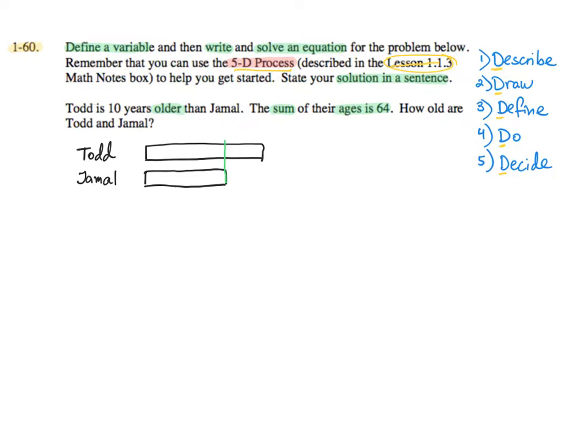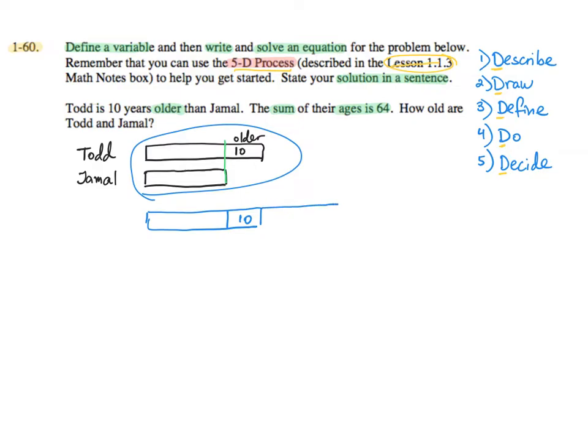So I know this will be the older, so that will be exactly 10 older. So that's my diagram. I also know that the sum is their ages, so I need to add all these together. In a picture, you would add them as length. So Todd's, which had the 10, and Jamal's, which is this size. I'm trying to have the same size. So the total will be 64.